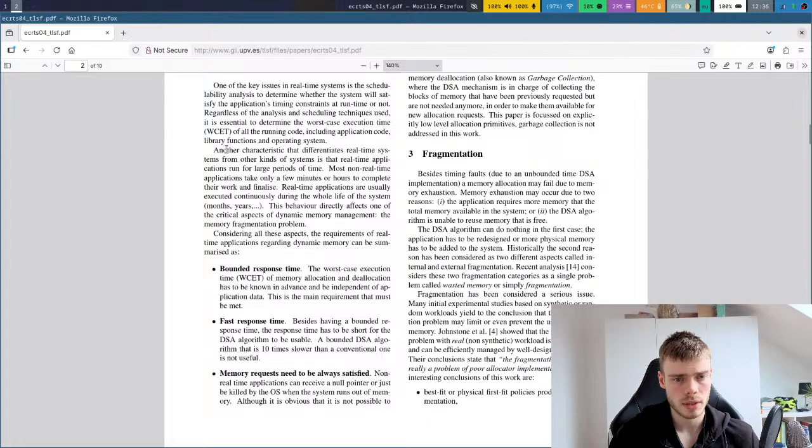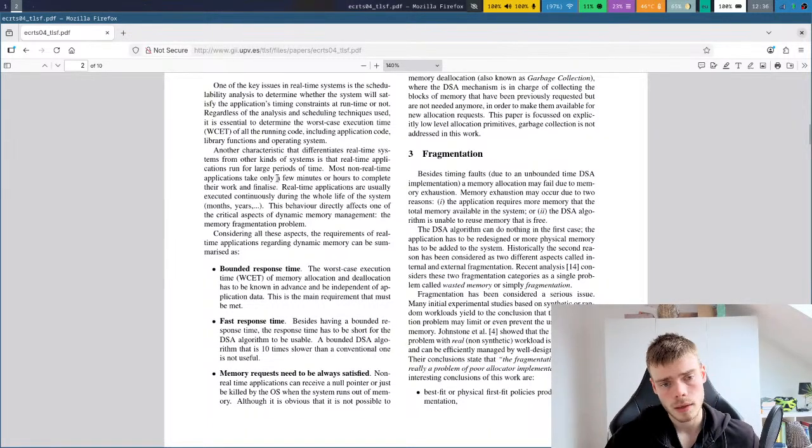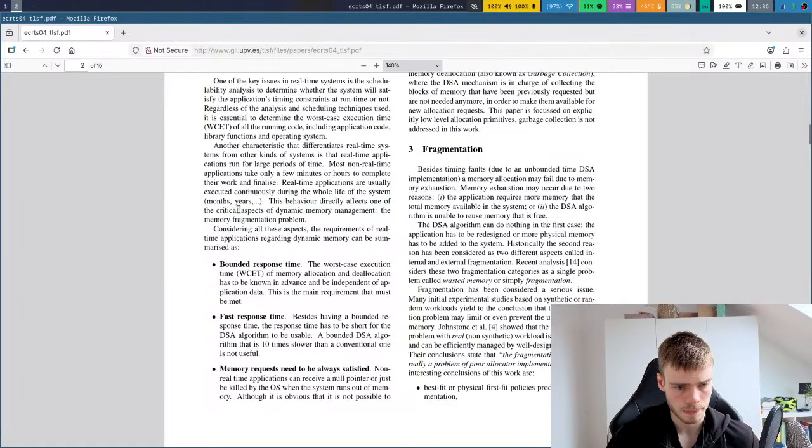Another characteristic that differentiates real-time systems from other kinds of systems is that real-time applications run for large periods of time. Most non-real-time applications take only a few minutes or hours to complete work and finalize. Real-time applications are usually executed continuously during the whole life of the system: months, years, and so on. This behavior directly affects one of the critical aspects of dynamic memory management, the memory fragmentation problem.